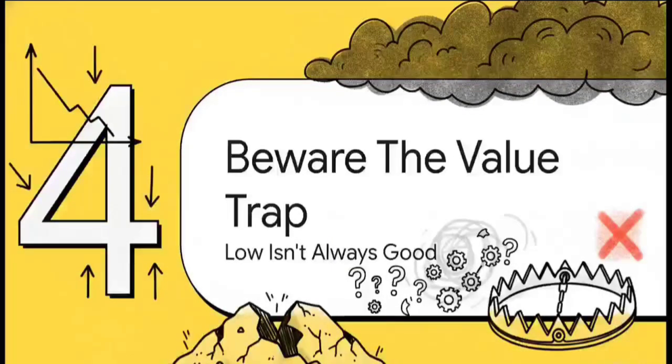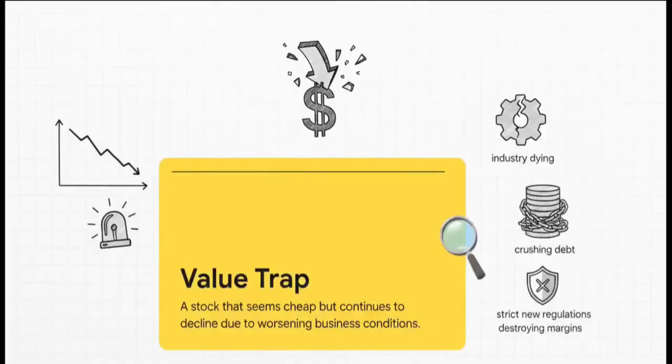Okay, let's head into section 5. Beware the value trap. This is huge, guys. Chasing low multiples blindly will lead you straight into a value trap. This is when a stock appears incredibly cheap because it has a really low PE, but the price just relentlessly keeps declining. Why? Well, the multiple's low because the underlying business conditions are actually deteriorating. We're talking about maybe a dying industry, crushing debt, or margin-destroying regulations. Sometimes a low PE isn't a discount tag at all, it's a blaring warning siren.